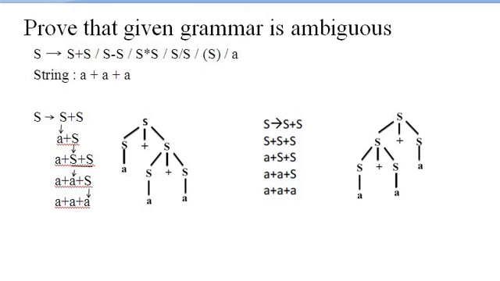To prove that the given grammar is ambiguous, you have to prove that for an input string you can generate more than one parse tree. According to that you can say that the given grammar is ambiguous. Here the grammar is s gives s plus s or s minus s or s star s or s divide s or opening bracket s closing bracket or a, and your input string is a plus a plus a. For this input string you have to prove that the given grammar is ambiguous. So first you prove that for a plus a plus a, you can generate more than one parse tree for this given string.